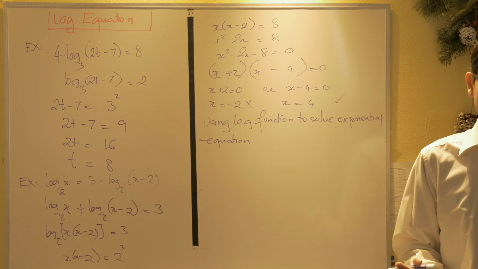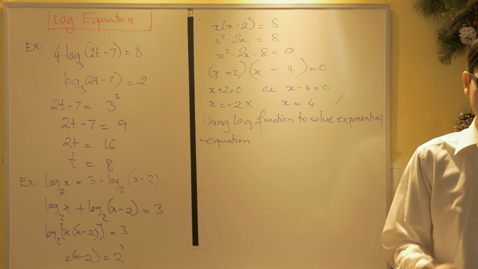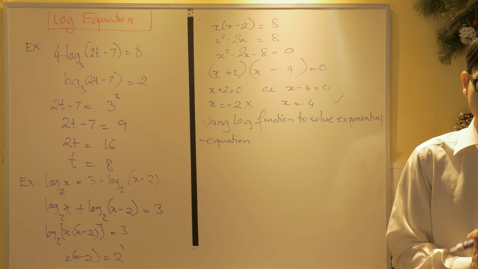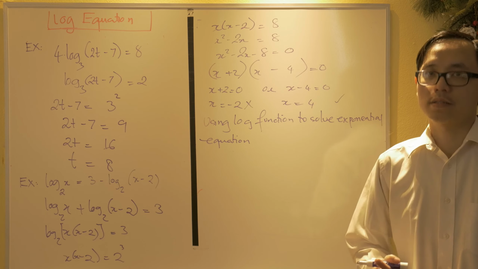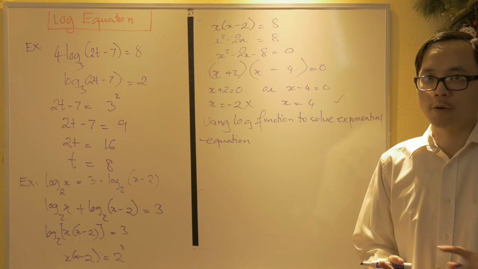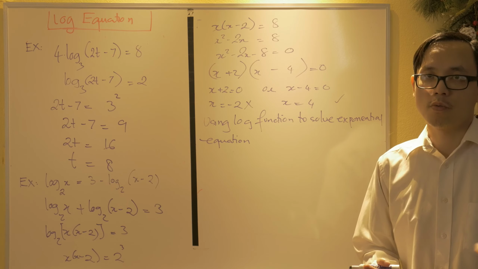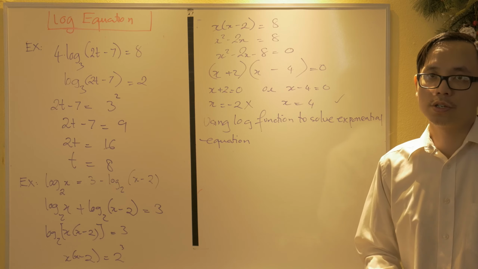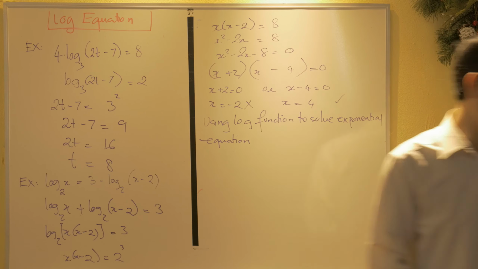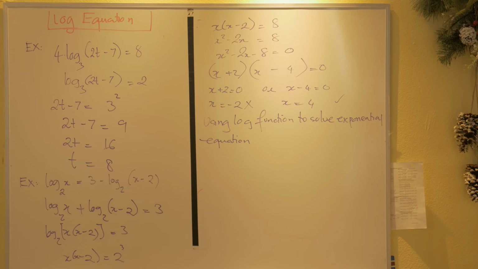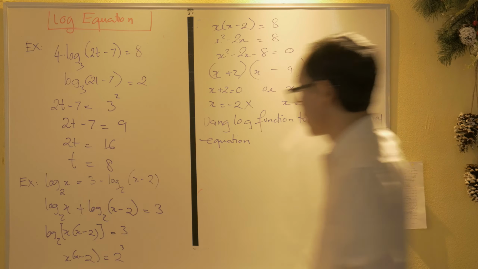The strategy of solving an exponential equation is to get the base the same, but that's the first strategy. The second strategy is for when the base is not the same. When the base is different, or we cannot somehow convert it to be the same, then we have to use the log function. For example, I have something like this.